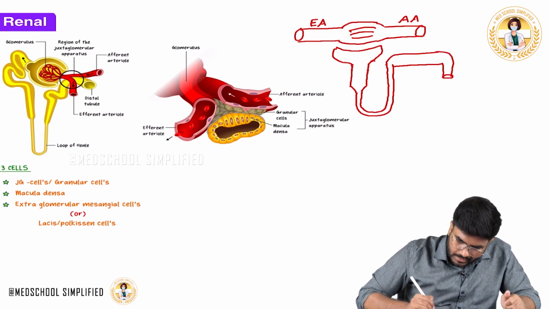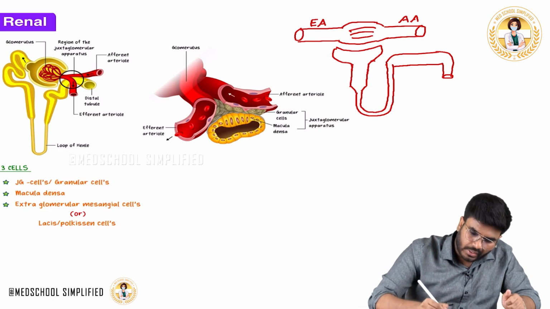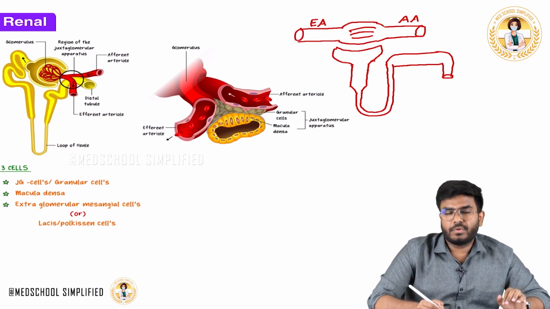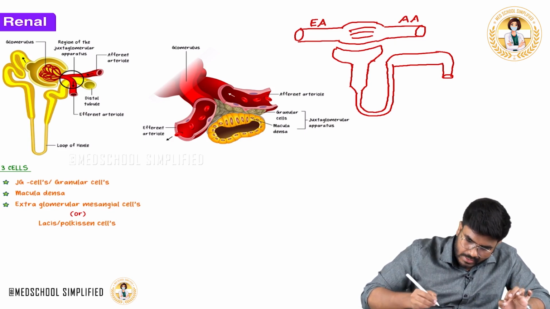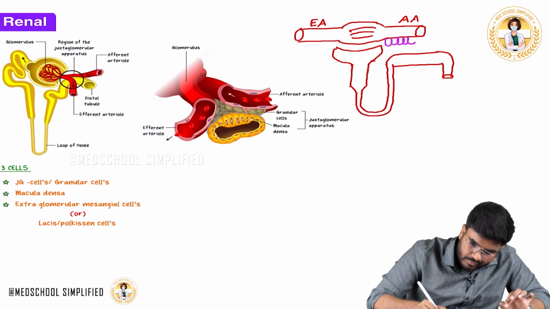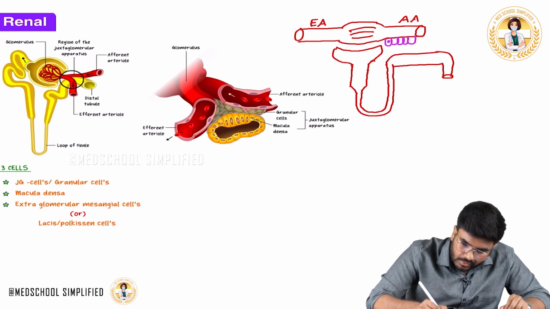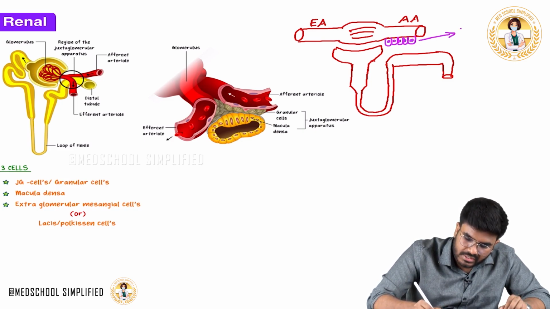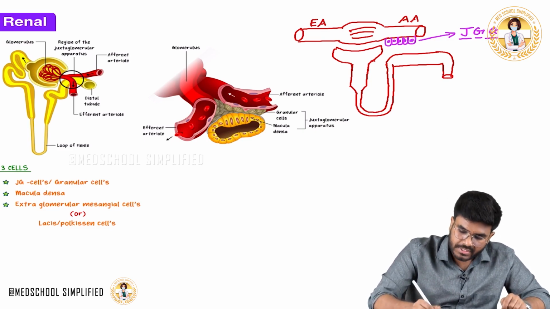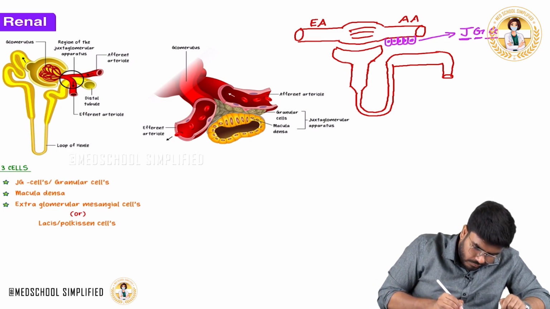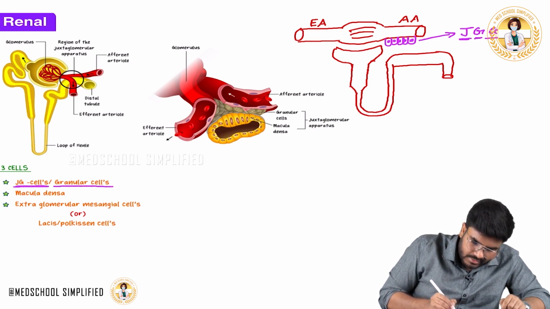Now, see, on this afferent arteriole, there are certain important modified cells present. The smooth muscles of the afferent arteriole are modified. Now, these modified smooth muscle cells of the afferent arteriole are called JG cells. Okay, they are called juxtaglomerular cells. Okay, juxtaglomerular cells are also called granular cells. So we know what exactly are these JG cells or granular cells.